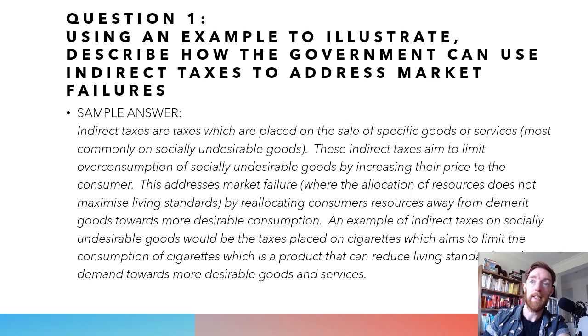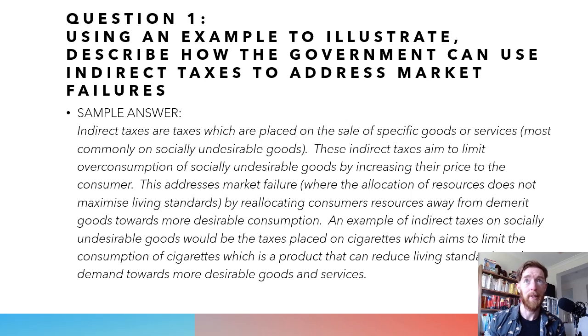An example of indirect taxes on socially undesirable goods would be the taxes placed on the sale of cigarettes, which aims to limit the consumption of cigarettes, which is a product which can reduce living standards and push demand towards more desirable goods and services. Probably should say cigarettes and tobacco products to be more specific and make it a better answer, but as you can see, it kind of does those things pretty specifically.